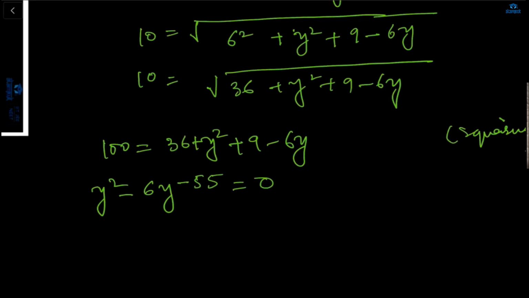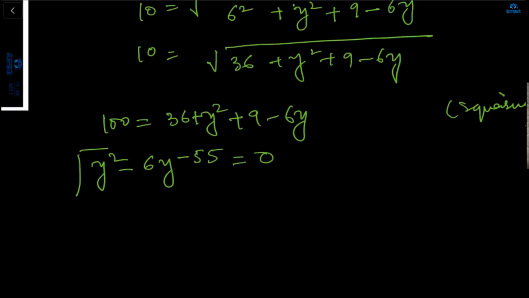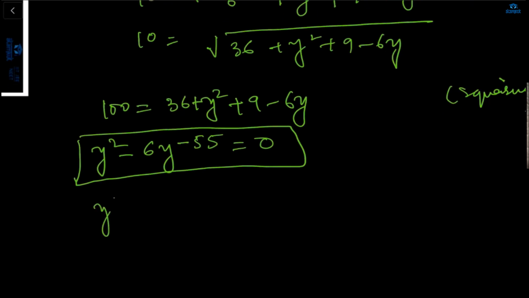Now here you have got what? You have got a quadratic equation. Now how do we solve a quadratic equation to get the values? We solve it by factorization, which you can say is middle term splitting, or by the quadratic formula. If you split the middle term, 55 can be 11 into 5. So y square minus 11y plus 5y minus 55 is equal to 0.